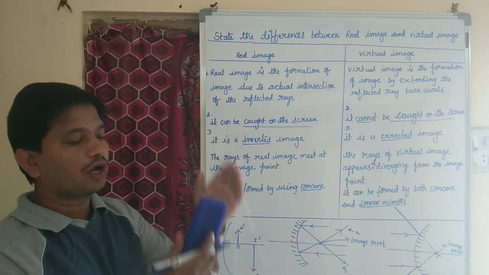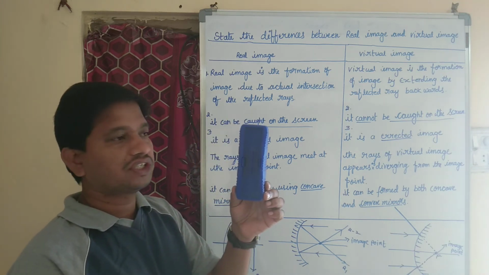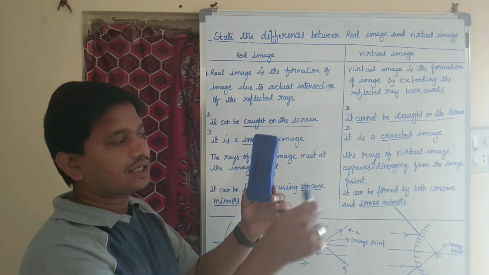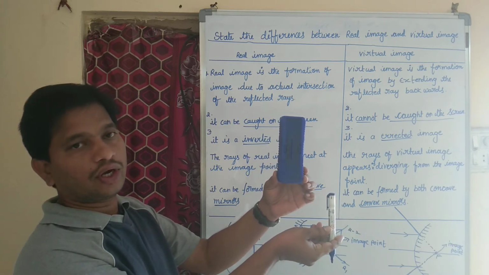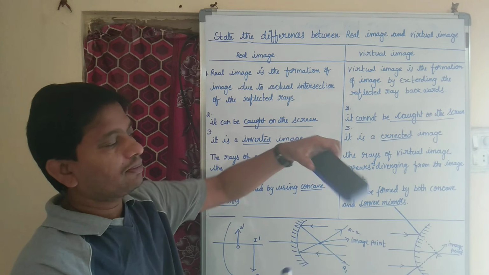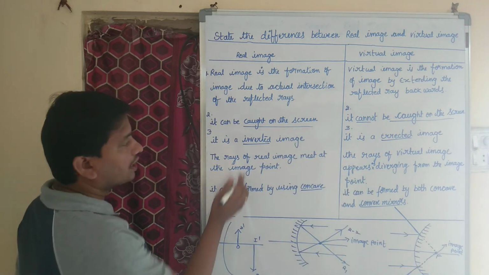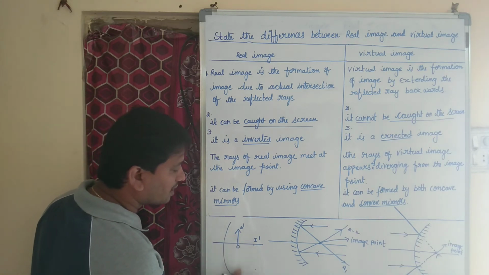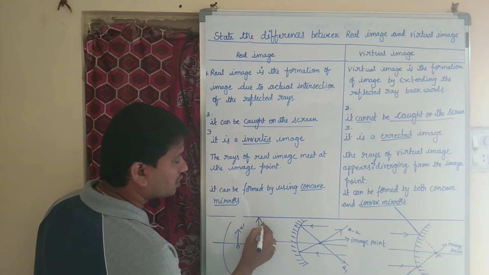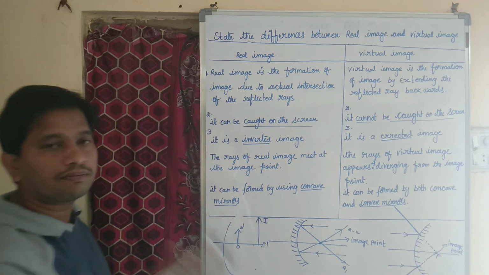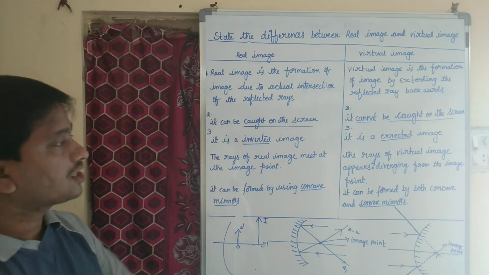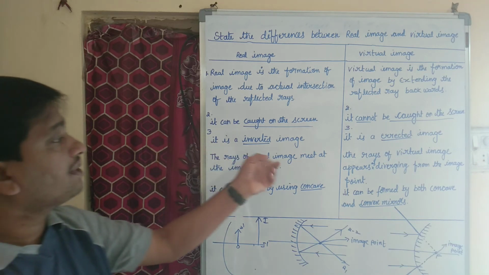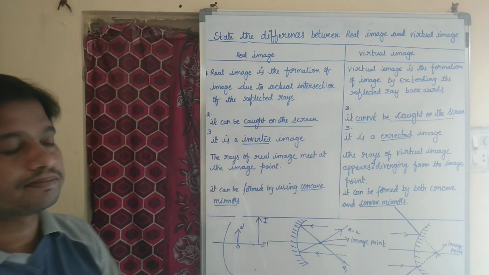Inverted means if the object is like this, suppose this is our object in front of the mirror, then you will get the image in this manner. Object is above the principal axis means the image will be below the principal axis. That is called an inverted image. But what is the meaning of erect image? Erect image means if the object is above the principal axis, the image will also be above the principal axis. Both are on the same side. That is called an erect image, right? So the third point: real image is inverted, whereas virtual image is erect.